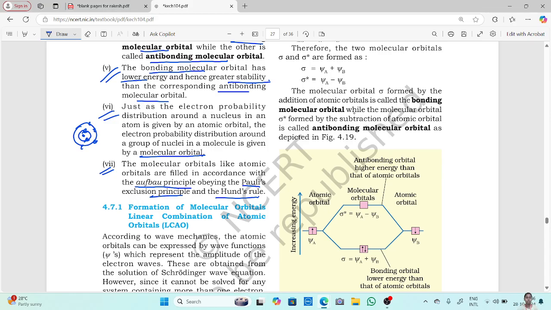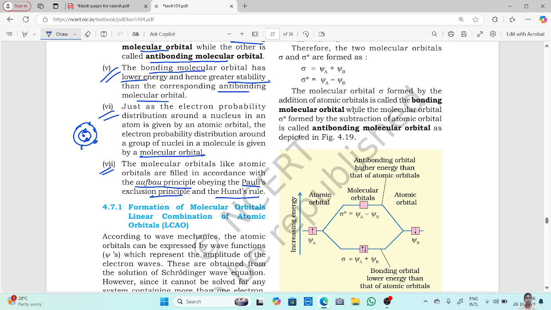So the molecular orbitals are also filled according to the Aufbau principle, obeying Pauli's exclusion principle and Hund's rule. So this is the pattern which is followed, like how atomic orbitals are filled.